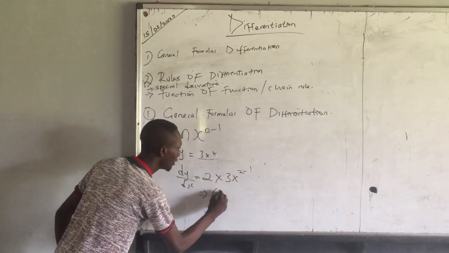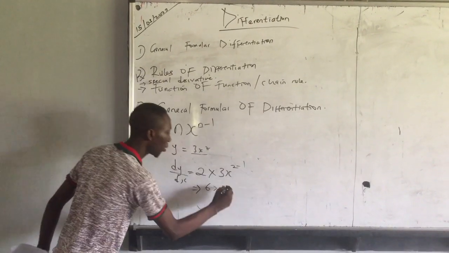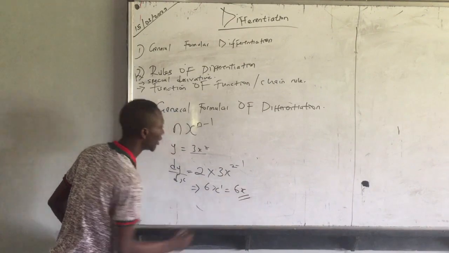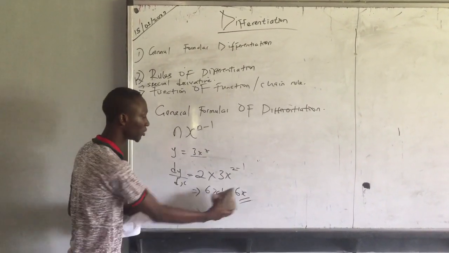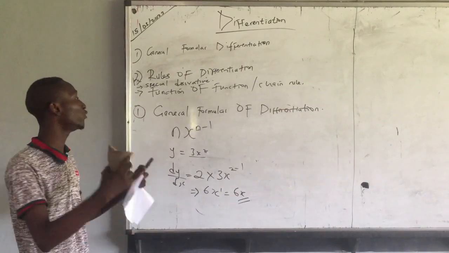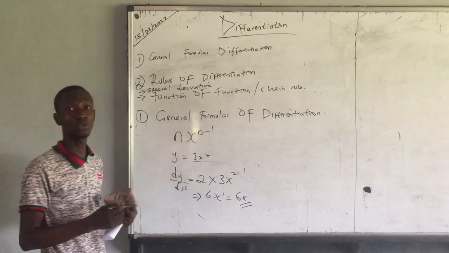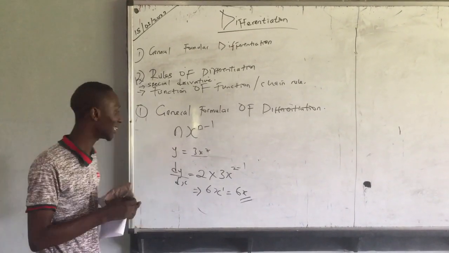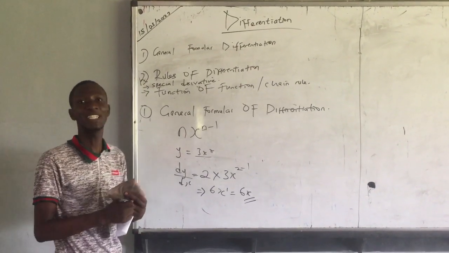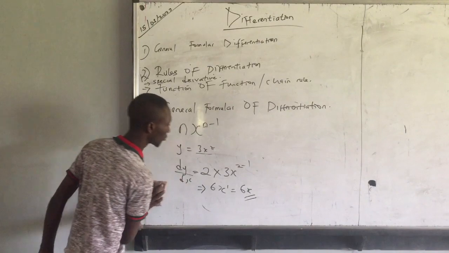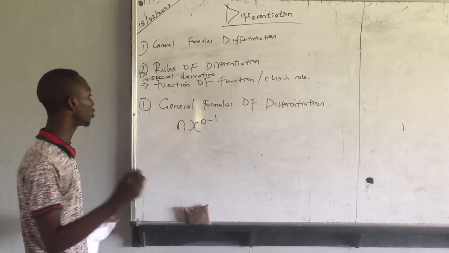2 times 3 is 6x. 2 minus 1, is it not 1? So x to the power 1 is still x, so our answer is 6x. So differentiating with the general formula, our answer is 6x. It's still the same thing as if you use differentiating from first principle on this equation; it will give you the same answer as the general formula. So the general formula is just one of the easy ways to differentiate, just a shortcut.